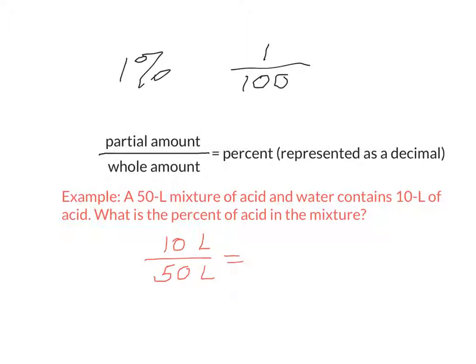Well, 10 over 50 is simply 0.20. But remember, we said that was the percent represented as a decimal. So in order to get this as a percent, I must multiply this times 100. So if I multiply this times 100, I'll come up with my answer, which is 20% acid.